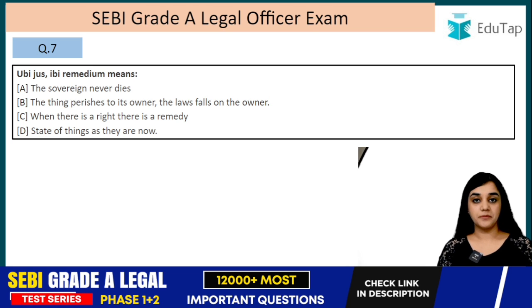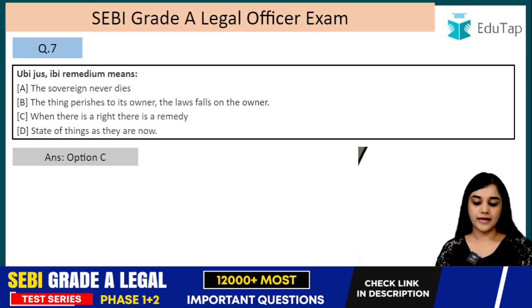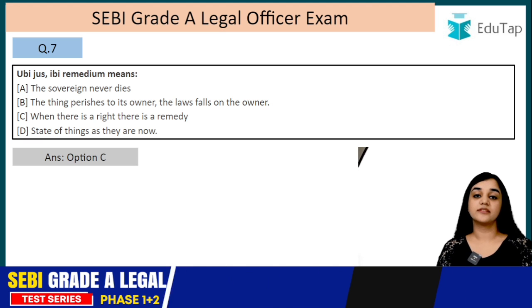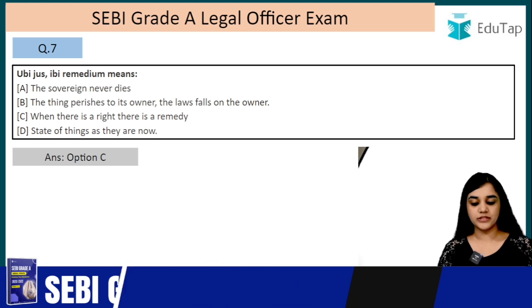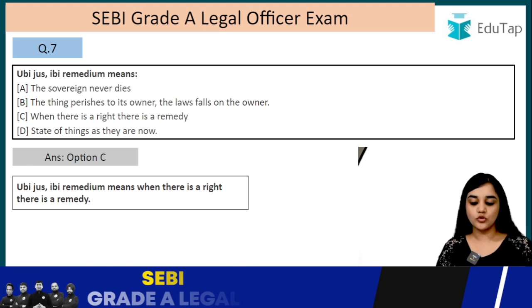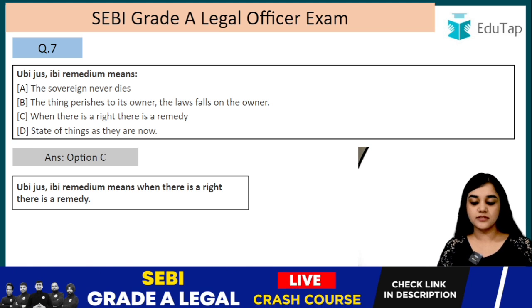Ubi jus ibi remedium is a very popular maxim which means when there is a right, there is a remedy. When we were doing the Specific Relief Act, I mentioned this term earlier. So it is ubi jus ibi remedium, which means whenever there is a right, there is a remedy to it. Question number 8.